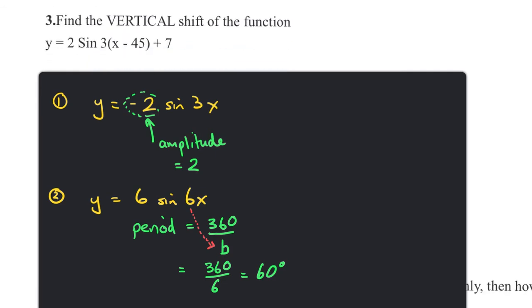Question 3, let's move it on. Find the vertical shift. We've got y equals 2 sine 3 bracket x minus 45 plus 7. The plus 7 is where we find the vertical shift, right at the end. So the vertical shift will equal 7. The vertical shift is as the equation is, so if it's plus 7, it's going to be up 7. If it's minus 7, it'd be down 7. The horizontal shift, which will be the next question, works in opposite.